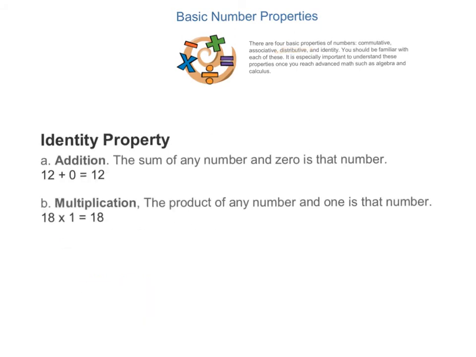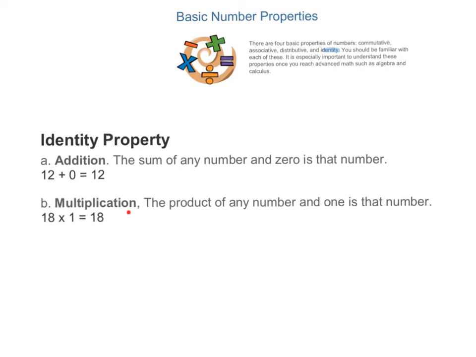Last, we have the identity property. So that is saying, in addition, the sum of any number and 0 is that number. You're very familiar with this. 12 plus 0 is 12. 10 plus 0 is 10. 1 plus 0 is 1.